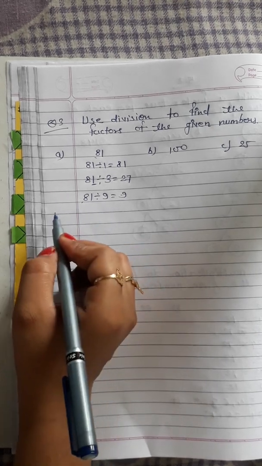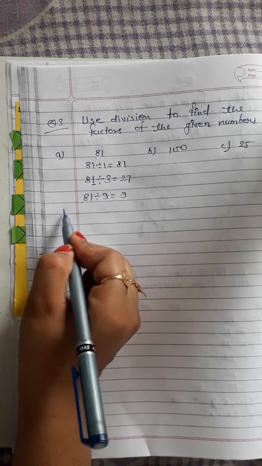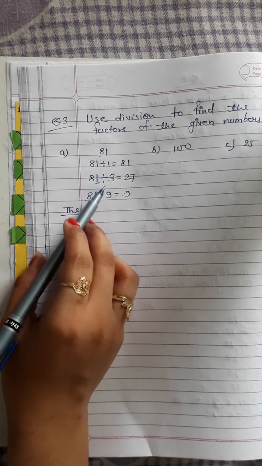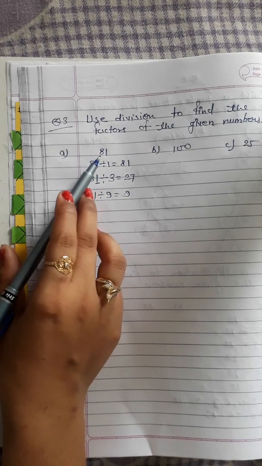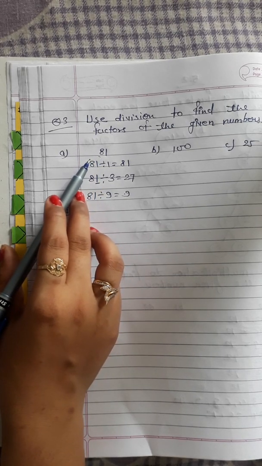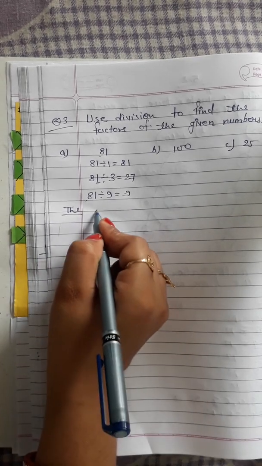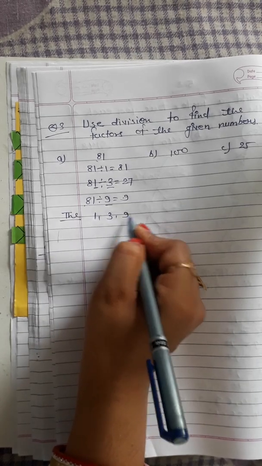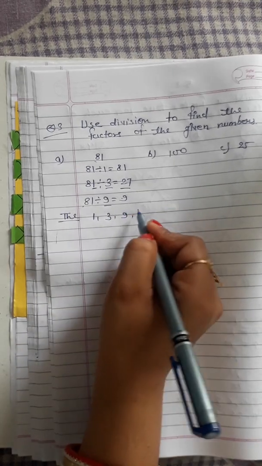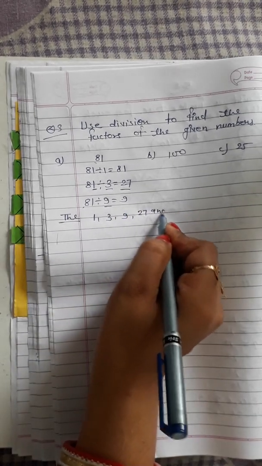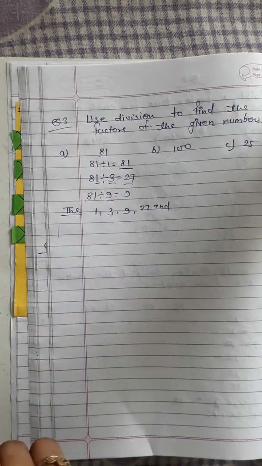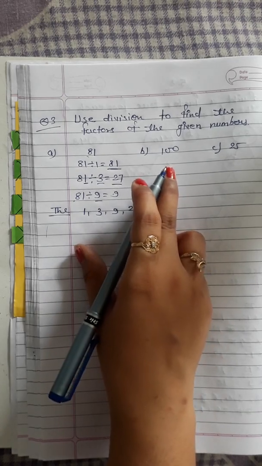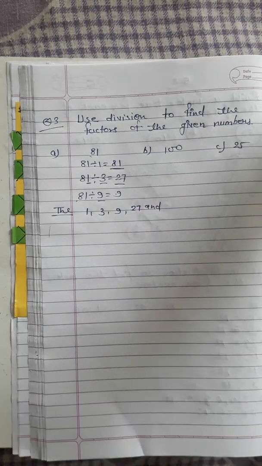So we know the factors of 81 are, that means you simply have to divide 81 by some numbers, and the numbers which divide it fully, that means these are the factors of 81. Here the factors of 81 are 1, 3, 9, 27 and 81 itself. These are the factors of 81. By doing the same method, you will find the factors of 100 and 25.